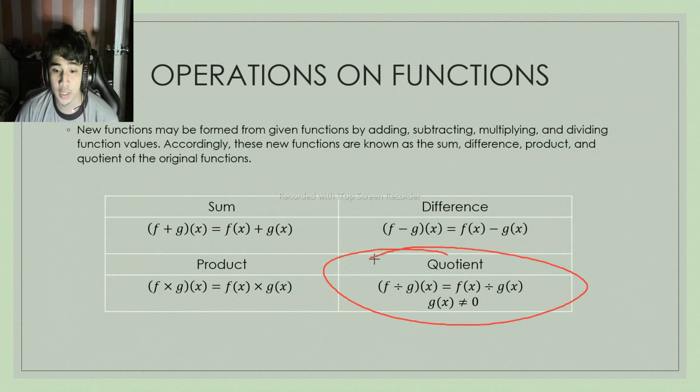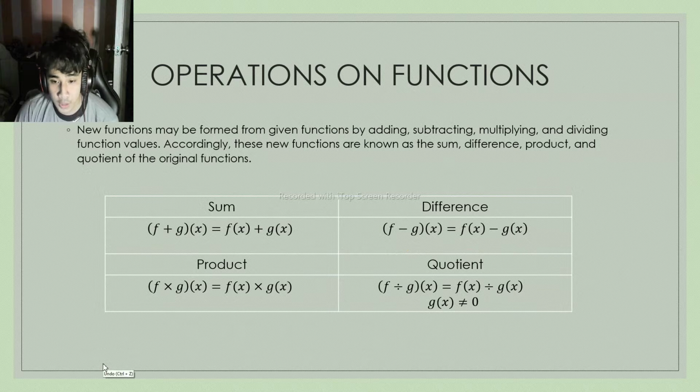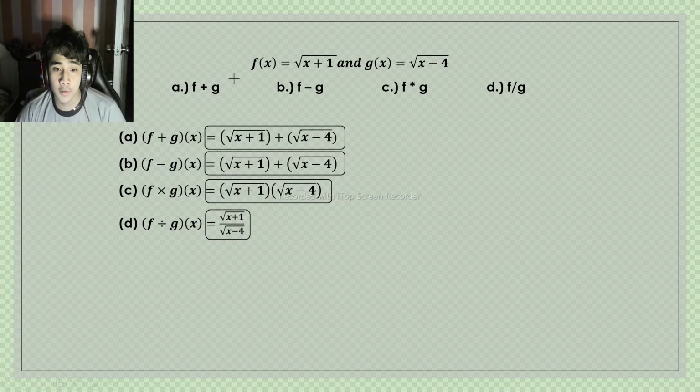Pag quotient, f divided by g quantity of x is equal to f of x divided by g of x, wherein g of x should not equal 0. Kasi pag nag-equal to 0 yung g of x natin, magiging undefined ang ating sagot.